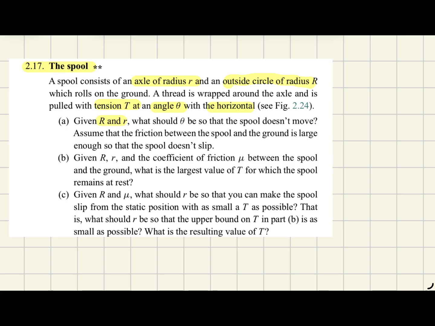Assume that the friction between the spool and the ground is large enough so that the spool doesn't slip. Given uppercase R, lowercase r, and the coefficient of friction mu between the spool and the ground, what is the largest value of T for which the spool remains at rest? Given uppercase R and mu, what should lowercase r be so that you can make the spool slip from the static position with as small of a T as possible? That is, what should lowercase r be so that the upper bound on T in part B is as small as possible? What is the resulting value of T?